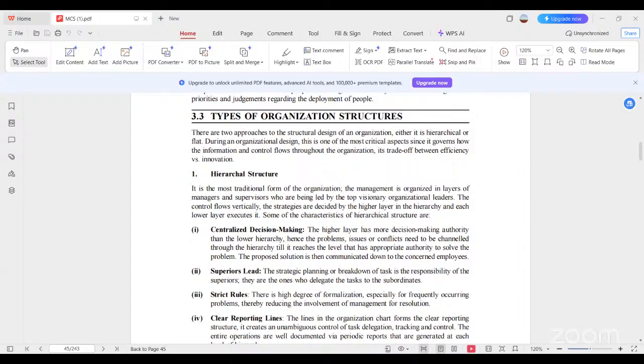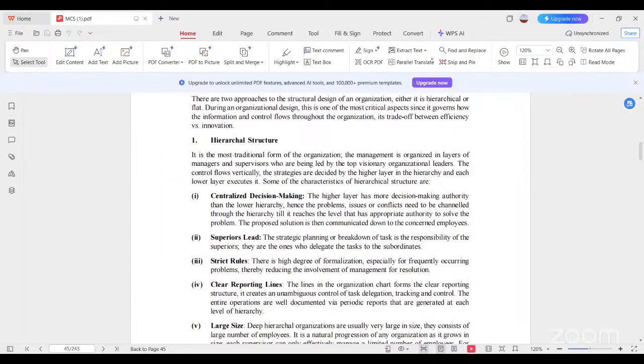Next is strict rules and procedures. That means a high degree of formalization will be there. Written rules exist for routine problems. It reduces the need for managerial involvement in minor issues. Okay, basically in government offices, what happens? You have got certain rules for leaves, certain rules for promotion, and at the same time, attendance procedures. So here everything is documented and standardized. Okay, so we need to follow those strict rules and procedures. So a high degree of formalization will be there.